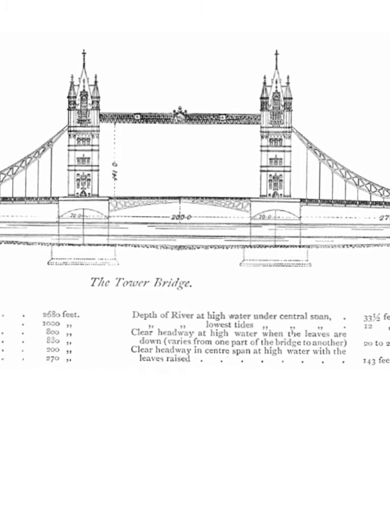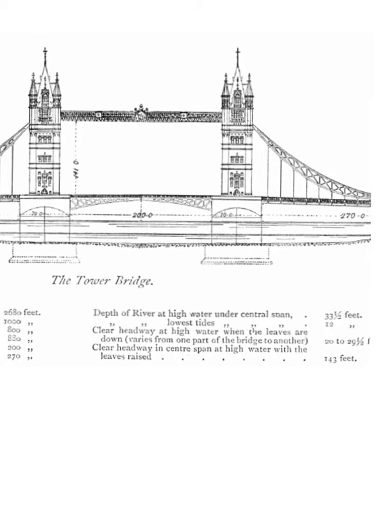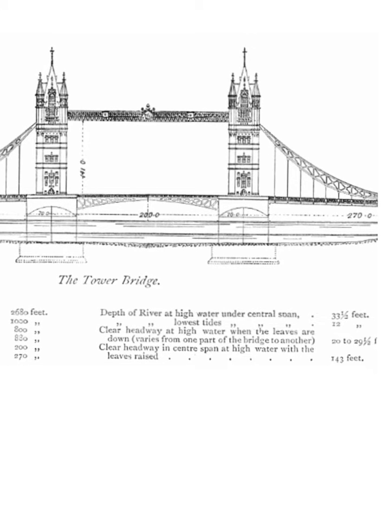So as we zoom in here, we can see there's interesting sort of facts here. There's one here that says the clear headway at high water when the leaves are down. So that's basically when the bridge is down, you've got clear water headway. That means the distance from the water to the bridge is 29 feet and a half at its maximum. And then at the sides here, it's 20 feet. So that gives us an idea of how to come up with an equation for the right-hand side, left-hand side of this bridge.